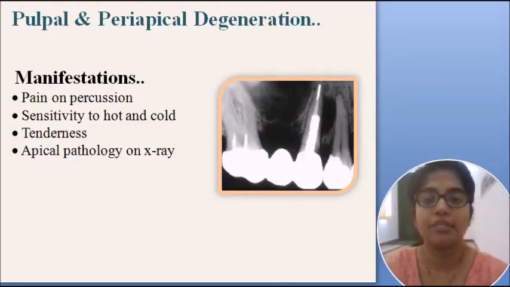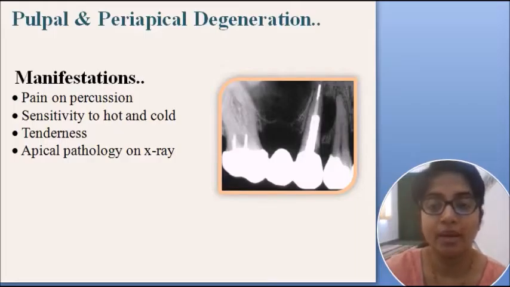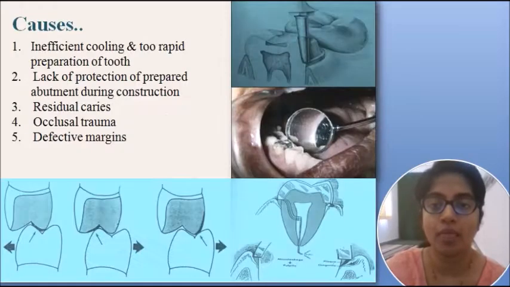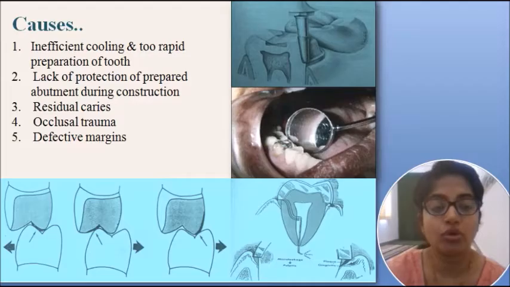Then there is something called pulpal and periapical degeneration, which can manifest as pain on percussion, sensitivity to hot and cold, tenderness, and apical pathology on X-ray. So what are the causes? Here we have to understand that it does not manifest immediately, but over a long period of time it will give you symptoms and you will have to address it.